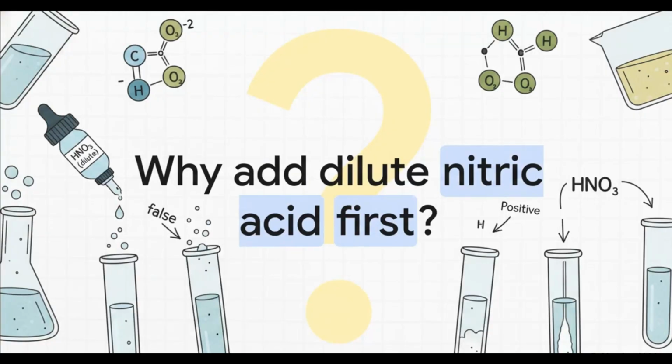So before we do anything else, we have to ask a crucial question. Why add dilute nitric acid first? You might be tempted to just jump in with the main chemical, right? But hold on. This first step is super important. We add the nitric acid to get rid of any other ions that might be lurking around, like carbonates, which could mess up our results and give a false positive. It's like clearing the board before you make your big move. It makes sure any clue we find is the real deal.